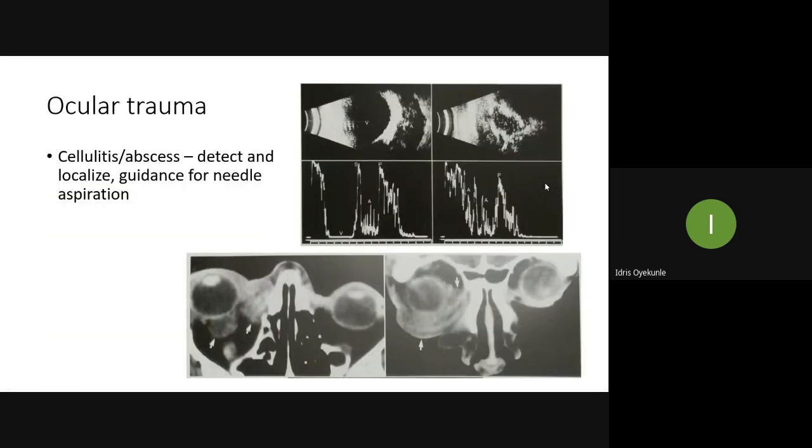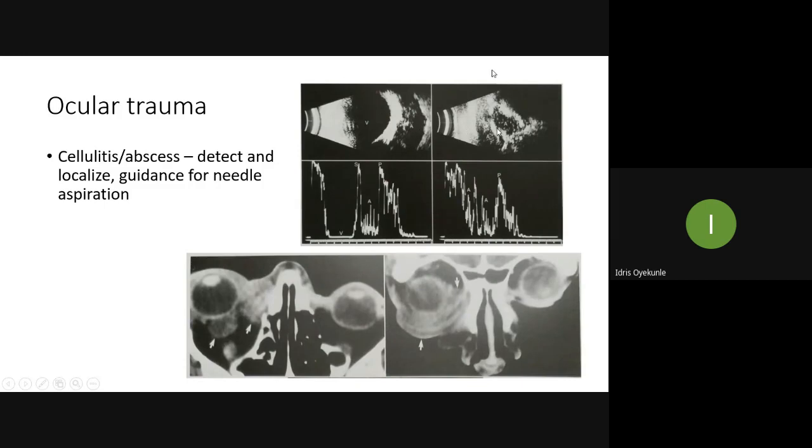Also, patients who have undergone ocular trauma may present to us with different sequelae, and especially one of them is orbital cellulitis, and this can be used to detect and localize whether there's an abscess. Also, for guidance for needle aspiration, in case you want to send for microscopy and culture sensitivity. So it's important to incorporate both the transocular and the transorbital scan.